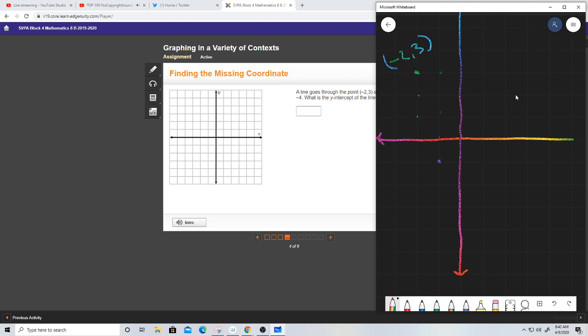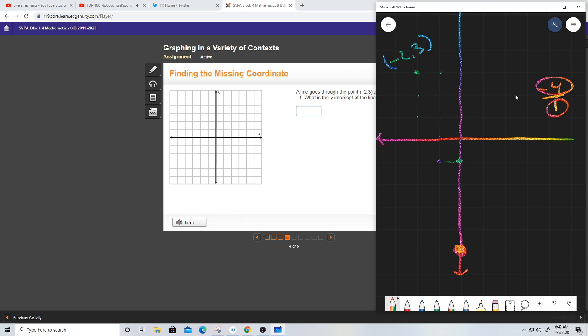Okay, so it's going to go, again, it was -4, right? So we can add the 1, so we're going to go right 1. So we're here now, and then it says down 4. So 1, 2, 3, 4. So here it is. So our line is going to be like that.